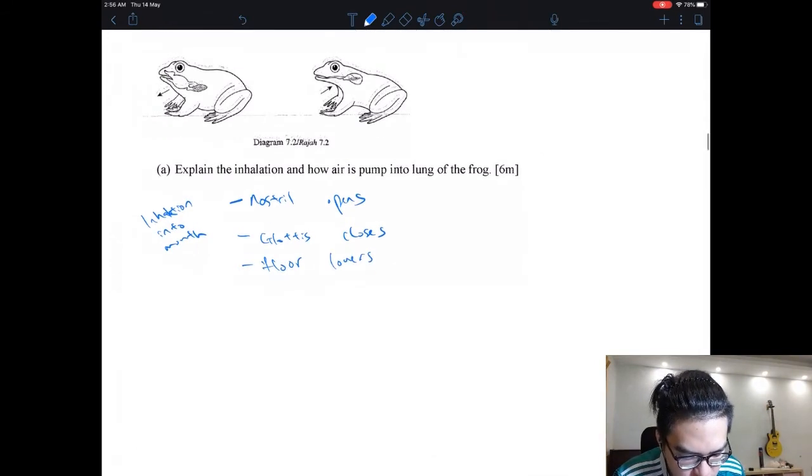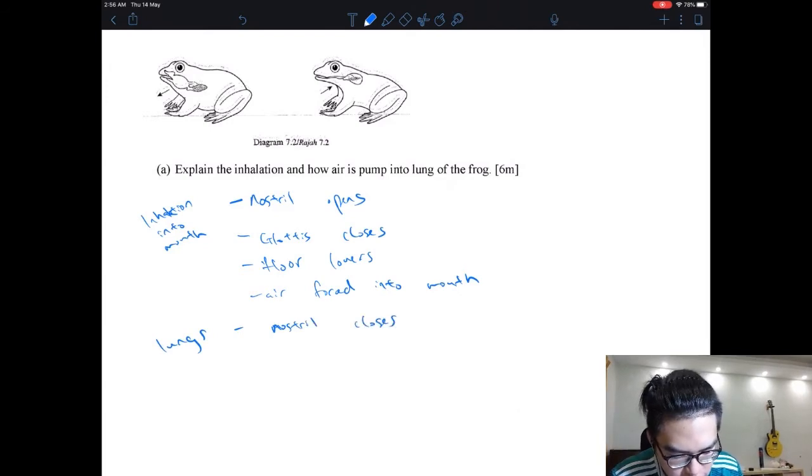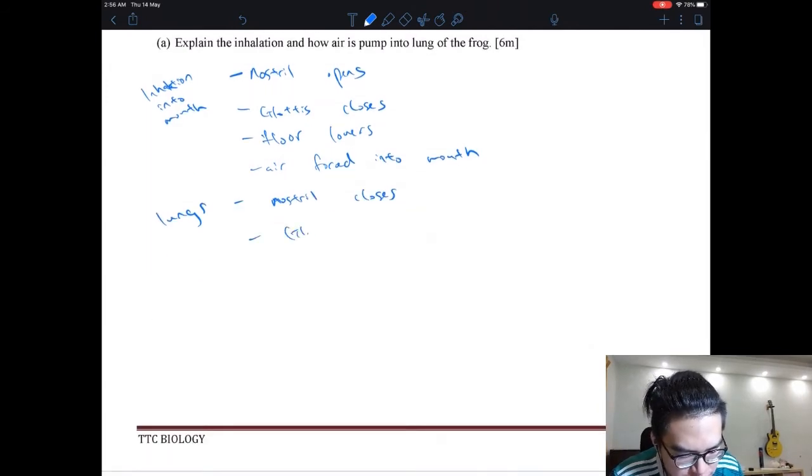Okay, so air forced into mouth. Okay, and then into lungs. Okay, nostril closes. Okay, glottis opens. Okay, floor raised, air forced into lungs.